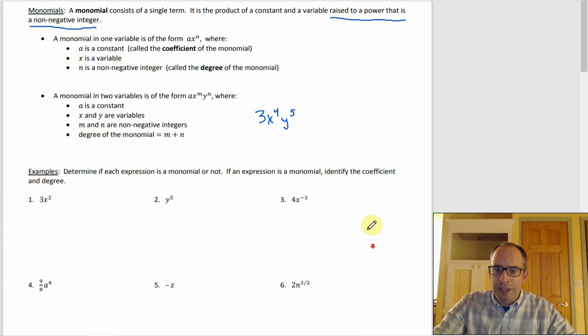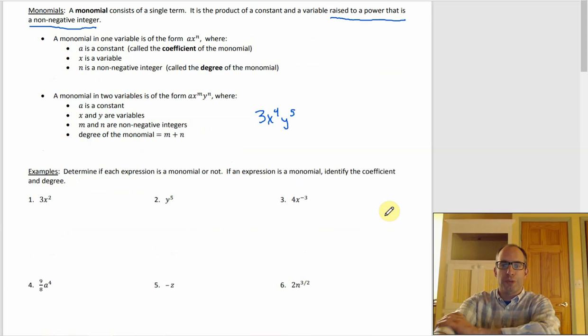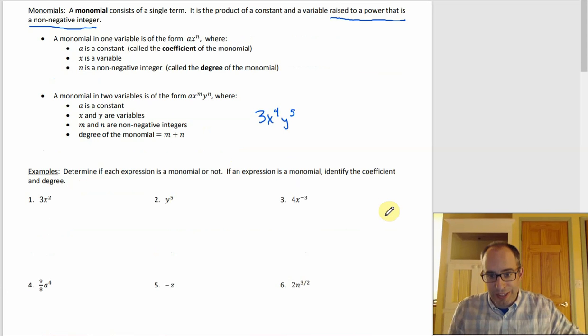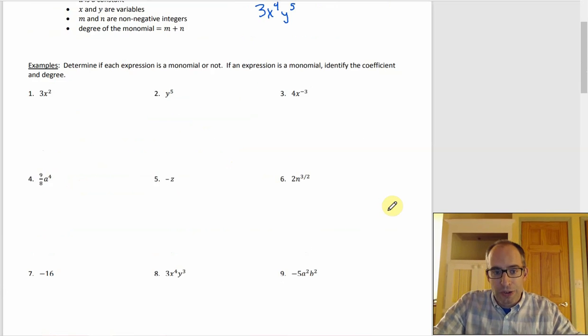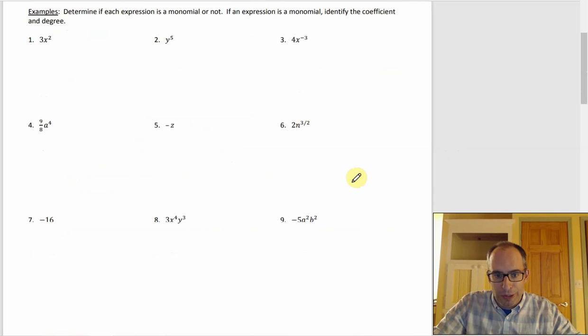So with these expressions, we want to determine if each one's a monomial or not, and if it is, then identify the coefficient and the degree. So I'm just going to get all these visible at once. There are 9 of them. And I guess the first thing is just to go through and see which ones aren't monomials.